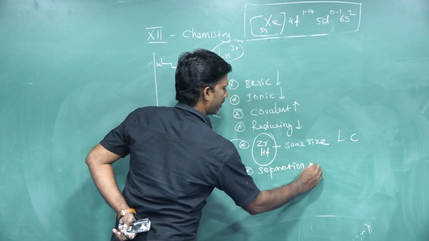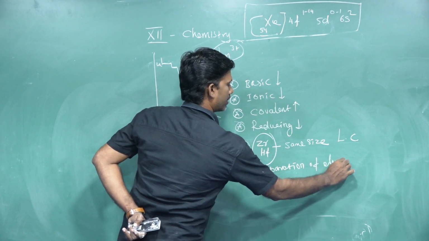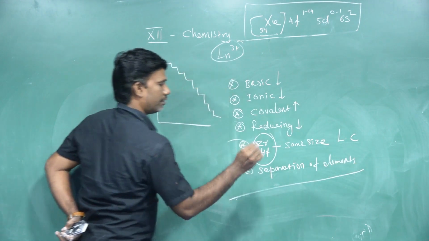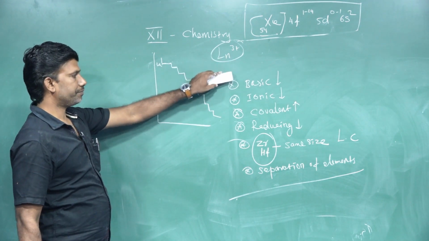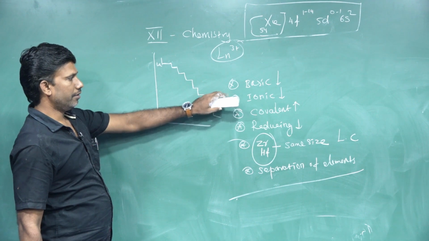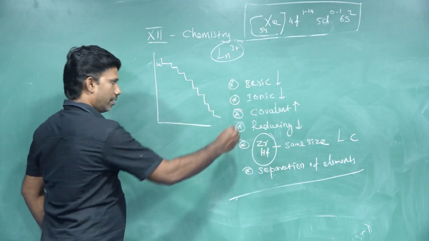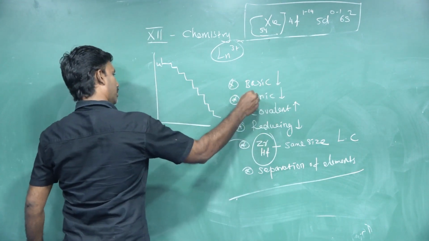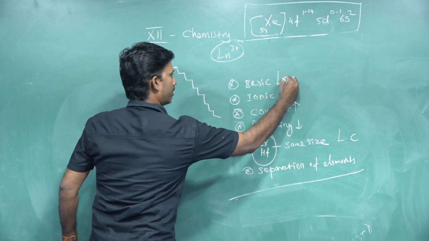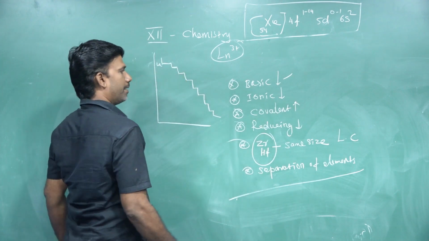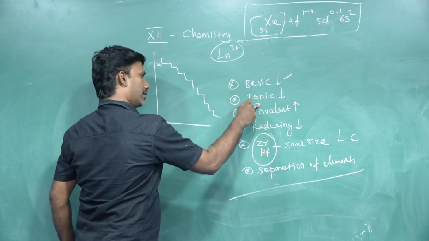Separation of elements is difficult. Separation of elements will be difficult. As basic character decreases, ionic character decreases and covalent character increases.